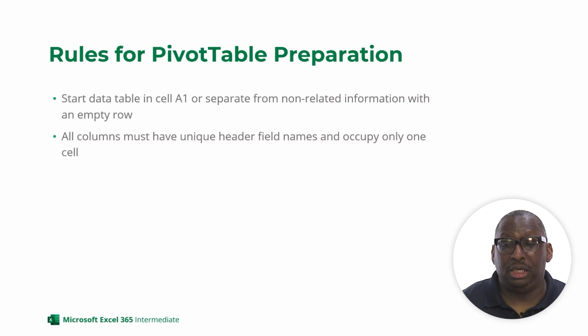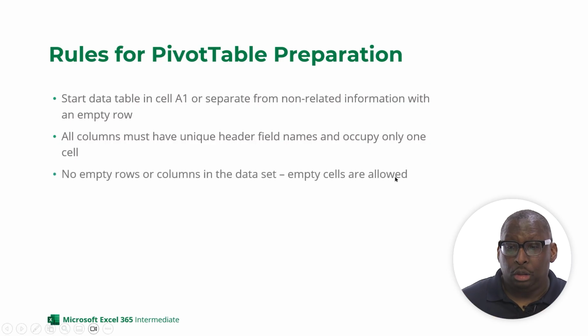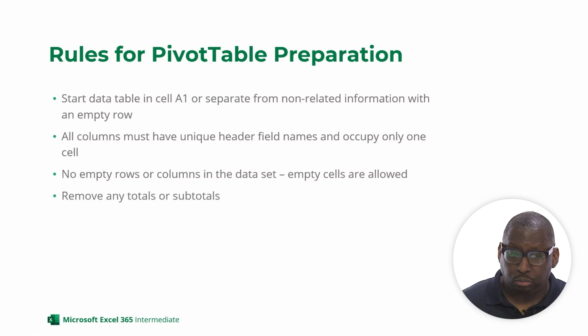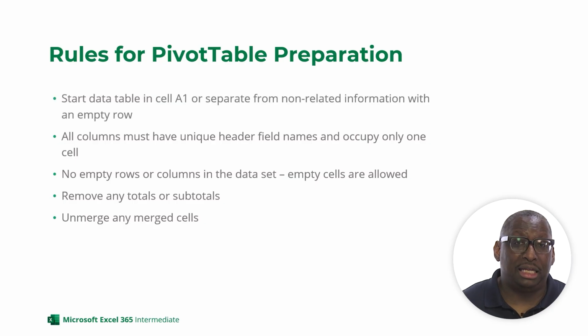All columns must have unique header field names and occupy only one cell, right? So no merged columns or anything like that. Each column should stand alone and should have a heading. No empty rows or columns in the data set. Empty cells are allowed, right? So that's pretty self-explanatory. And if you have any totals or subtotals within your data, you want to get rid of that. We're going to recreate those within the pivot table itself. Again, no merged cells. Let's unmerge all of that stuff. And then you are ready to go to create a pivot table.